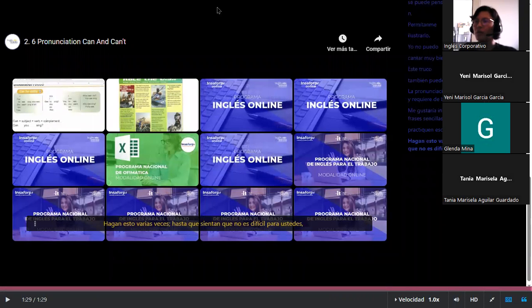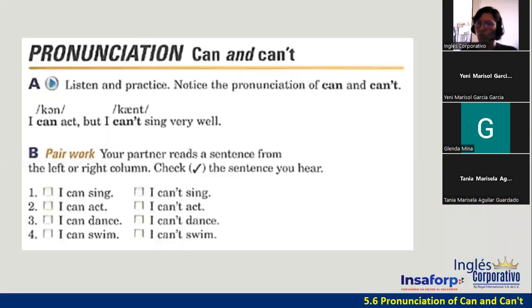Very good. Now let's go ahead and take a look at the information here. So one of the tips or tricks that the instructor is telling you is that whenever we are working with can and can't, we need to elongate, or prolong, the sound of the letter N. ¿Verdad? Esa letra N, nos tardamos un poquito más, ¿verdad? La pronunciación es un poquito más extendida que en can't.